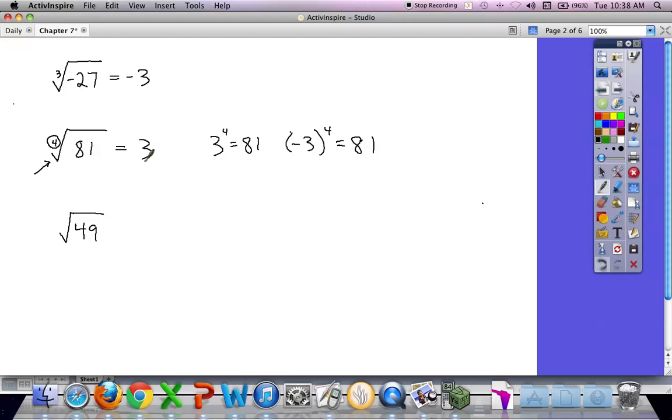Okay, the fourth root, or the square root of 49 is 7. We don't also say negative 7 because this is assumed to be positive.